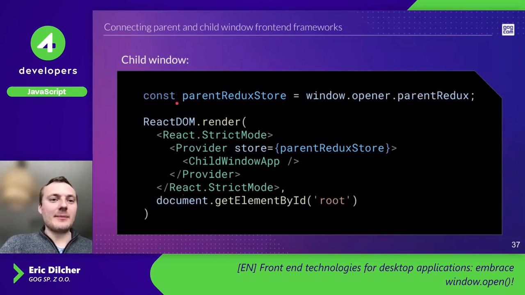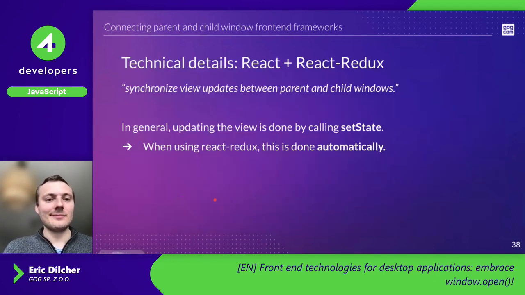And when we're talking about specifically React Redux, the way that you provide the state is you give it to the provider element here, and that's all we do. And you bootstrap the rest of your app the way you normally do, the way you always do. Very easy so far. So next part is synchronizing the view updates between your parent React app and your child window React app.